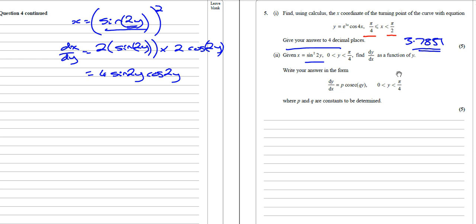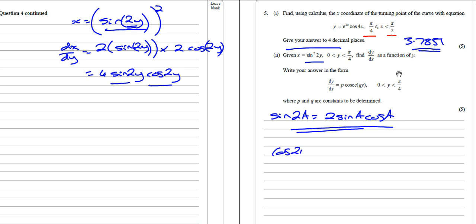Now, as soon as you see sine something, cos something, we should know the expansion of sine 2a equals 2 sine a cos a. It's something that we've got to know, just like the expansion of cos 2a is cos squared a minus sine squared a, or 2 cos squared a minus 1, or 1 minus 2 sine squared a. These are all the expansions of cos 2a.